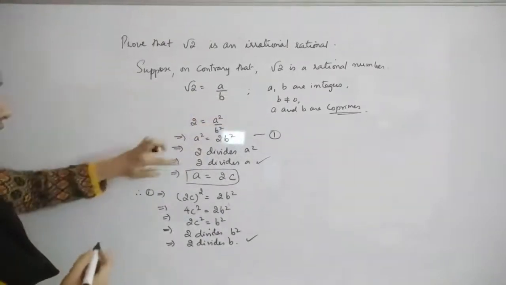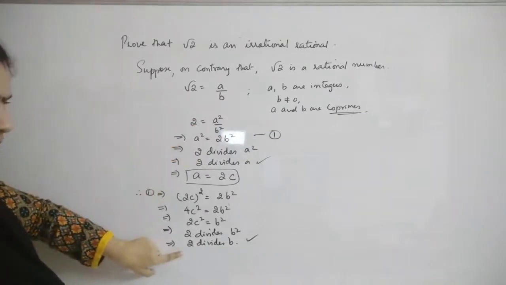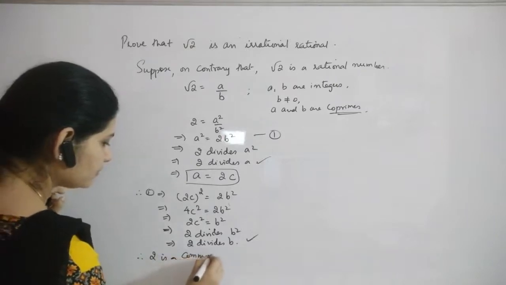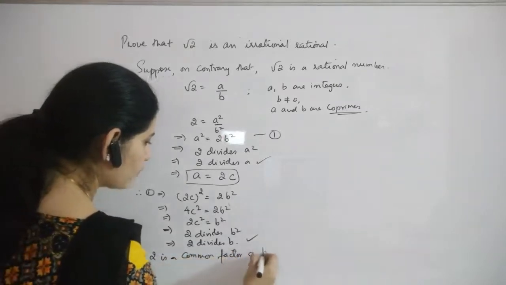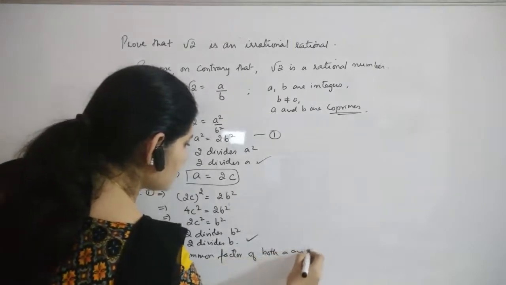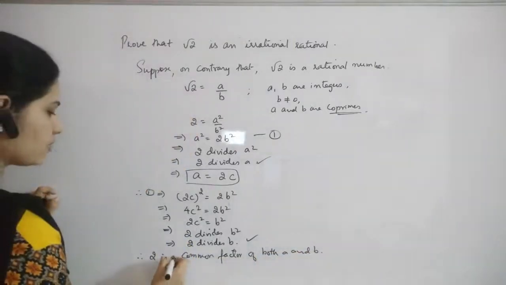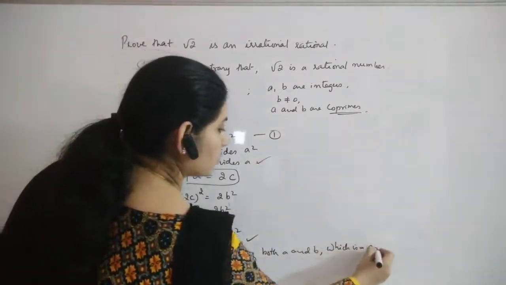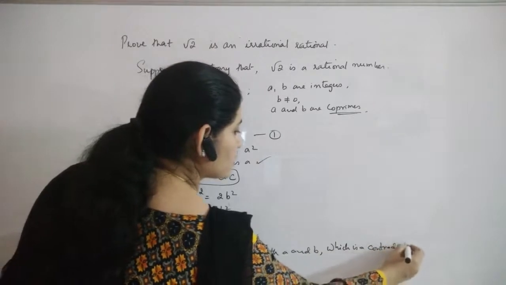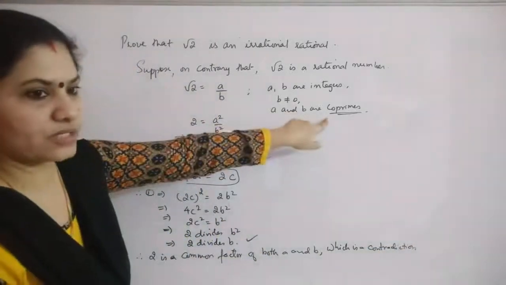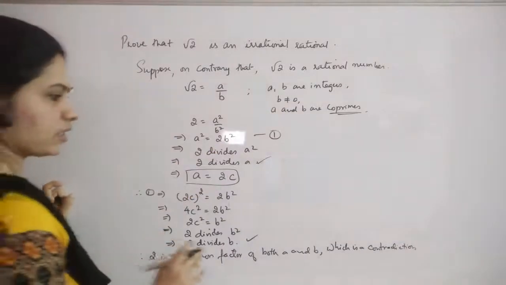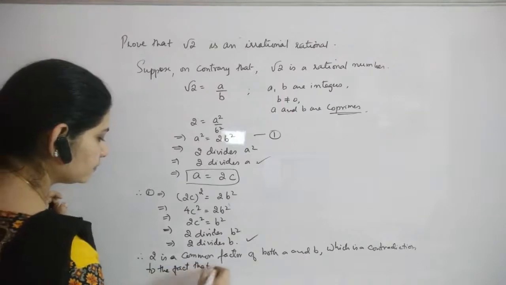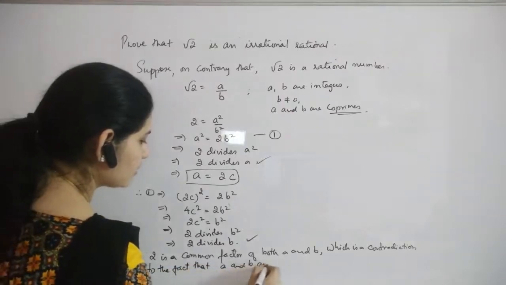So 2 divides a and 2 divides b means 2 is a common factor of both a and b, which is a contradiction. This gave you a contradiction. Why is it a contradiction? Because we have already taken that a and b are co-primes, so they should not have anything in common. That's why it is a contradiction to the fact that a and b are co-primes.